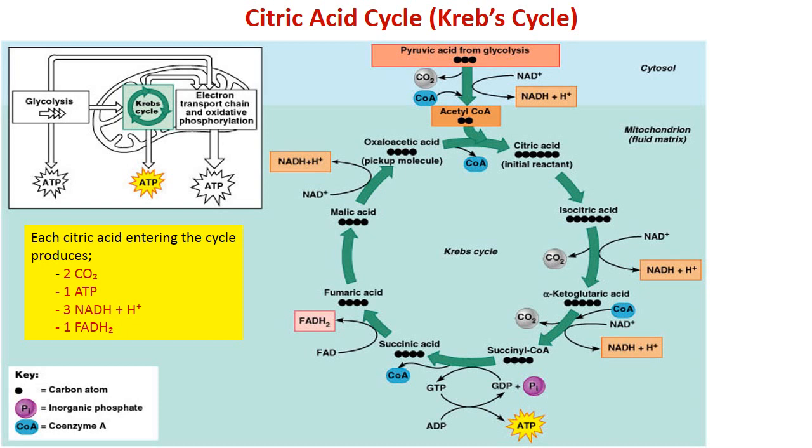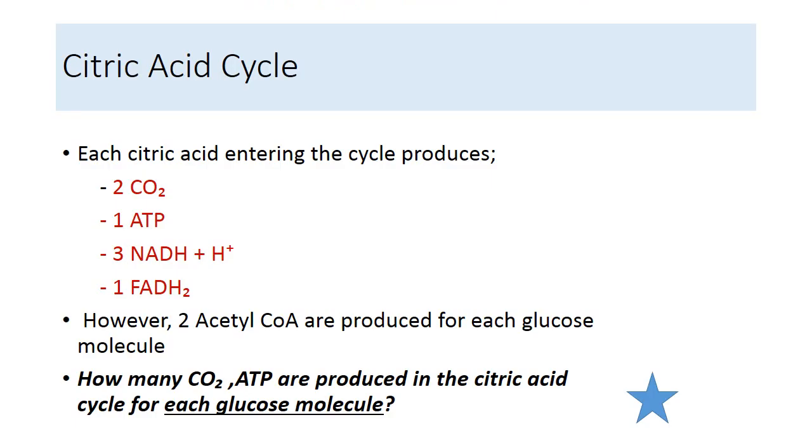Notice also that we've made 2 molecules of carbon dioxide. The end products then of the citric acid or Krebs cycle, for each citric acid entering the cycle, you'll create 2 molecules of carbon dioxide, 1 molecule of ATP by substrate level phosphorylation, and 3 molecules of NADH plus H and 1 FADH2. And remember, these 2 structures are holding the energy from those electrons that are coming off those bonds that are being broken in the intermediate molecules of the citric acid cycle.